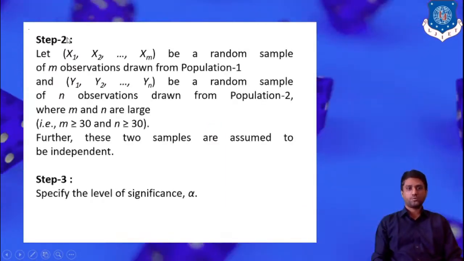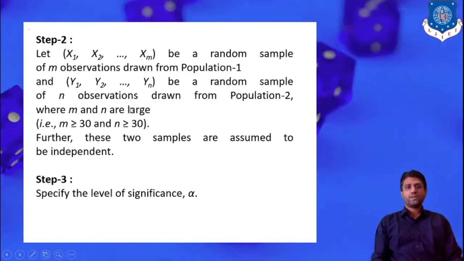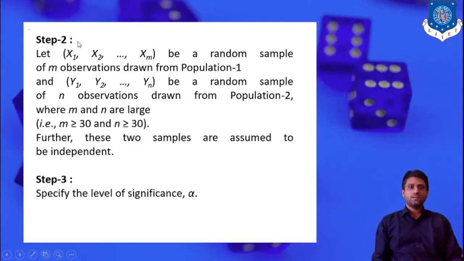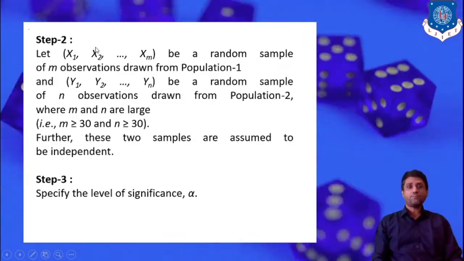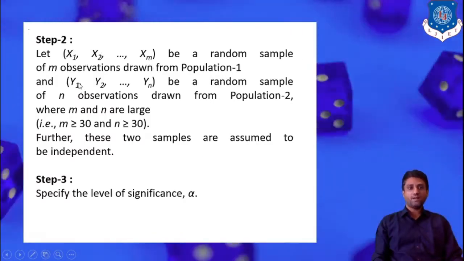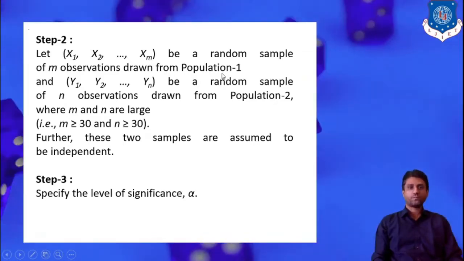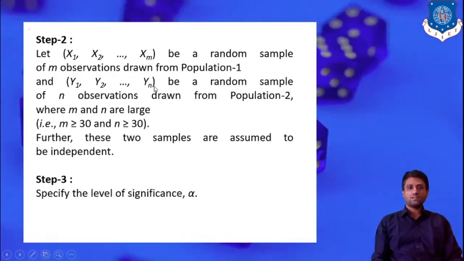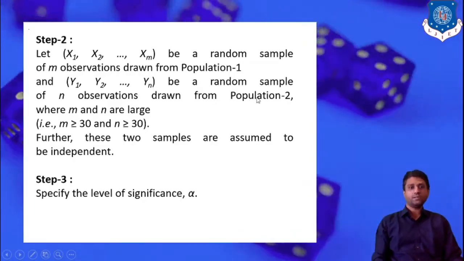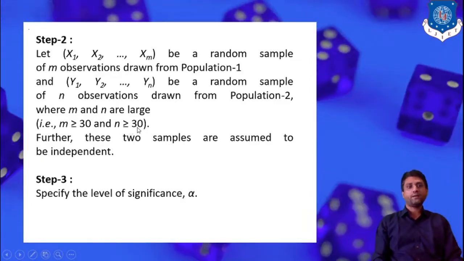Now step number 2. We have to gather the data to test the hypothesis. Corresponding to the two populations, we consider sample data from both. Let x1, x2 up to xm be a random sample of m observations from population 1, and y1, y2 up to yn be a random sample of n observations from population 2. Definitely m is greater than or equal to 30 and n is greater than or equal to 30.